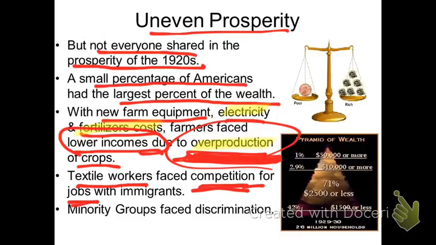Textile workers, people working in textile factories, face competition for jobs with immigrants. And we've talked about this previously in other chapters. From 1870 to about 1900 or so, about 30 million immigrants came to America. Many of them would work in the factories doing some of the extremely boring, dangerous, disgusting labor that Americans didn't want to do, or wanted to do, but the immigrants would do it for less money. And so we still have that problem today.